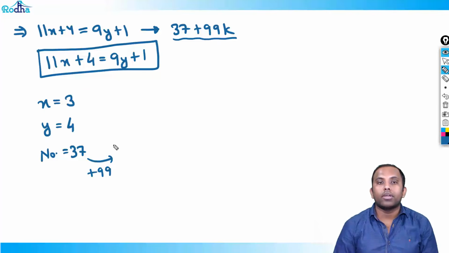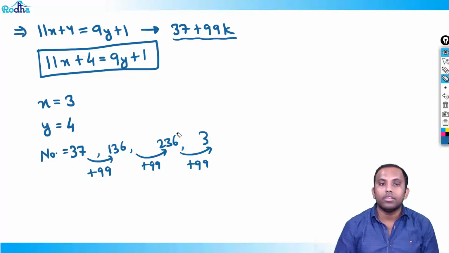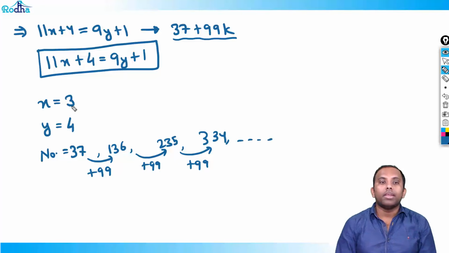So second number will be what? At k equal to 1, that is 136. What is next number? 235. Just keep on adding 99. I'll get all those numbers which when divided by 11 gives a remainder of 4, which when divided by 9 gives a remainder of 1. Sorry, not 236 here, 235, and then 334, and so on. Now what about x and y? So you see here, x is equal to 3.